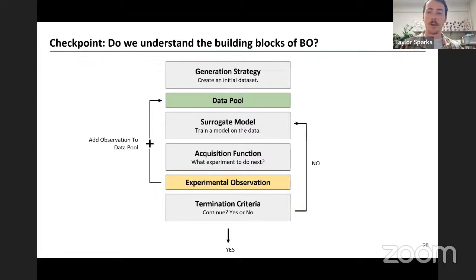You get that data by doing some sort of experimental observation, add it to your data pool, and you repeat this process, asking yourself, have I met my termination criteria? Which maybe means you run out of experimental budget, maybe you run out of time, or maybe you already hit the threshold, which you said it's good enough, and then you move on. That, in a nutshell, is Bayesian optimization.